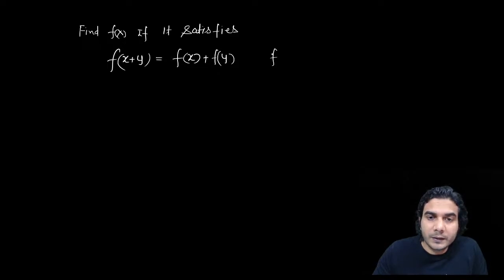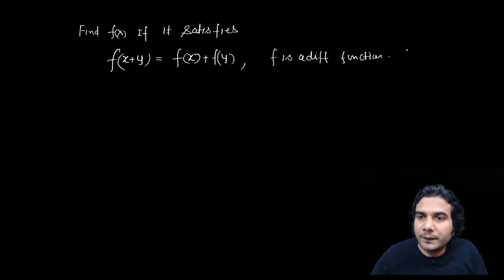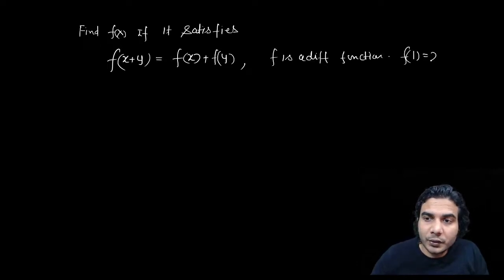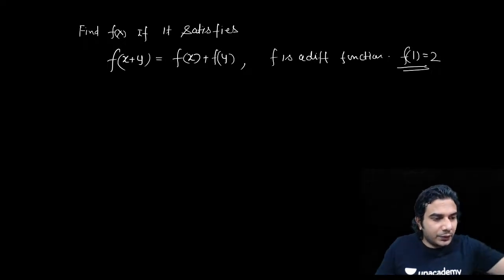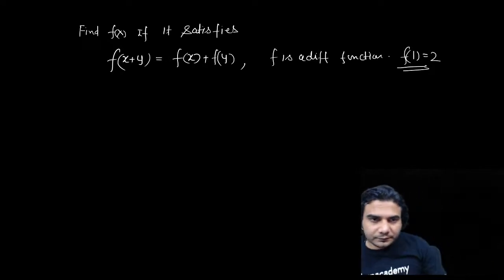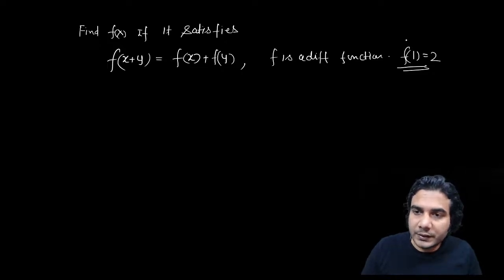f is a differentiable function, okay, so obviously continuous. We need to find f(x), and f(1) is given 2. All right, f(1) is given 2. So see how to do it. Or you can say f'(1) is given 2, okay. All right, f'(1) will work.